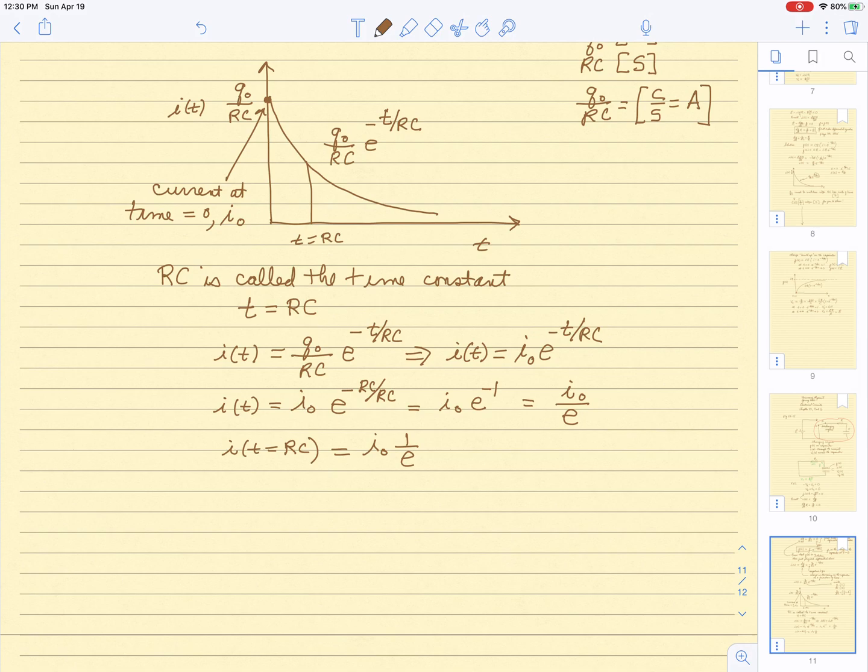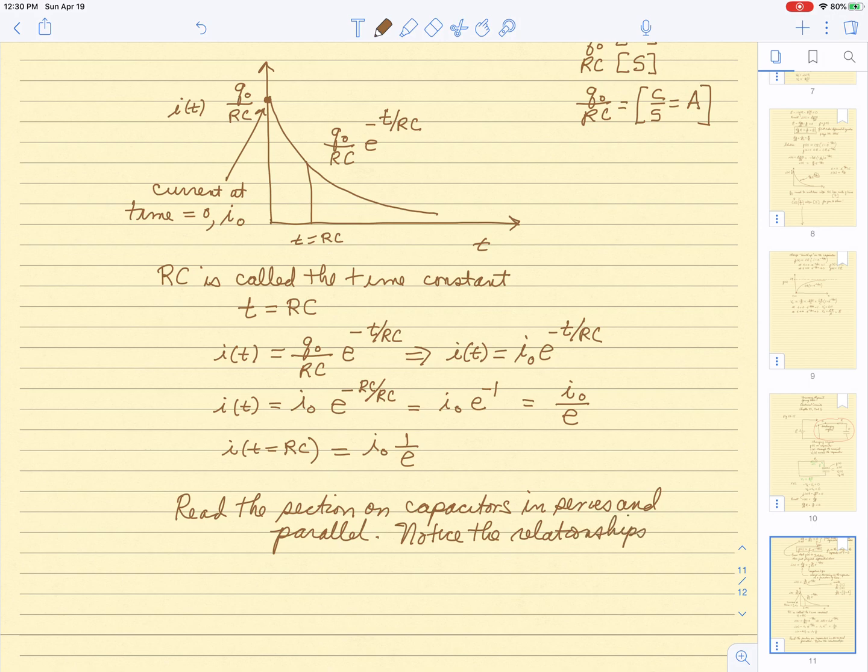So anyway, people, that puts an end to Chapter 27. I would like you to go back and read the section on capacitors in series and parallel in the chapter on capacitors. And I want you to notice the relationships between capacitors and resistors in series and parallel. Okay? Beautiful.